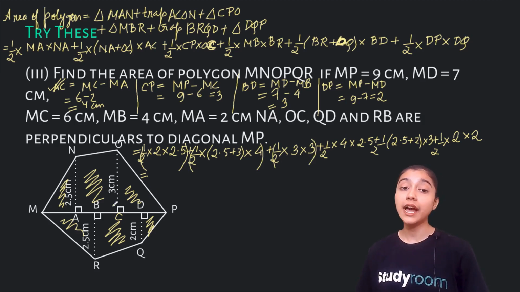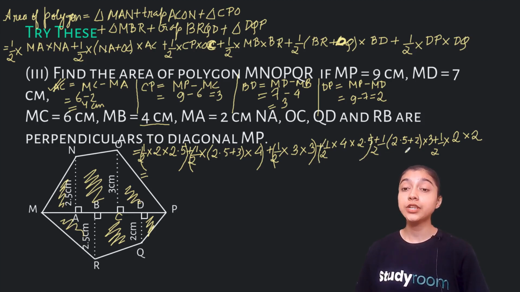Now we have to add up the area of this bottom triangle, that is MBR. For this we have to write half into base MB. Now base MB has been given in the question as 4 centimeters. So I have written half multiplied with 4. Now it has to be multiplied with the height, that is BR, which is 2.5 centimeters. So half into 4 into 2.5 centimeters gives us the area of the next triangle.